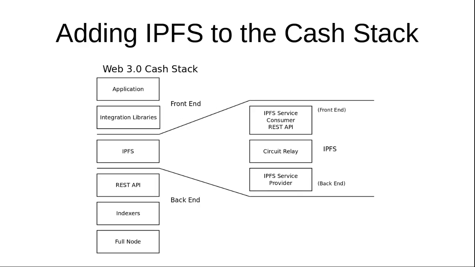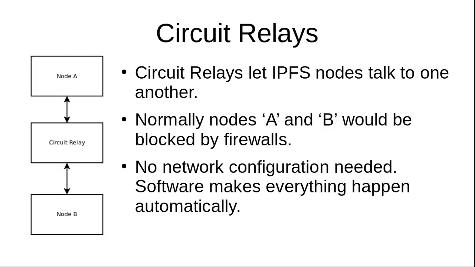So this is what we're calling the Web 3 cache stack. It's the same Web 2 with one extra layer in the middle that is IPFS, the Interplanetary File System. And then that layer, we can break it out, and it's actually 3 distinct pieces of software, because it's an integration layer. So there's a front end component to it and a back end component to it, and then in the middle is the circuit relay. And let me talk about the circuit relay, because this is really the key.